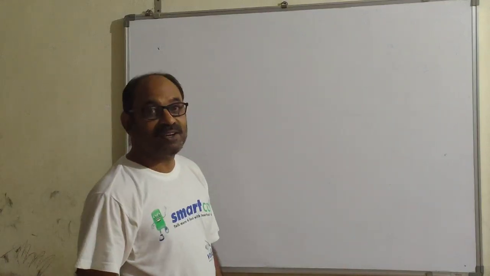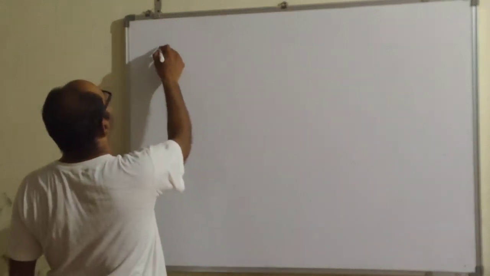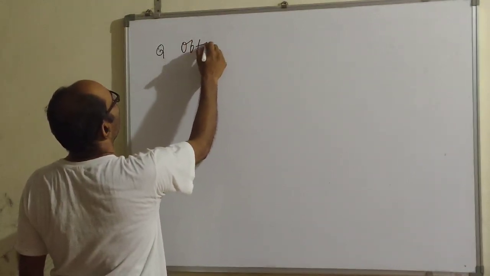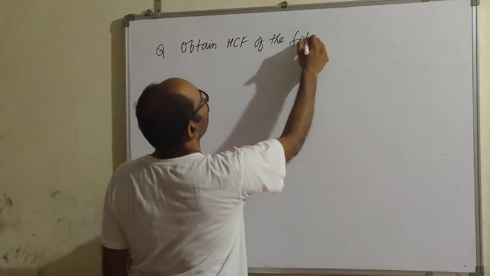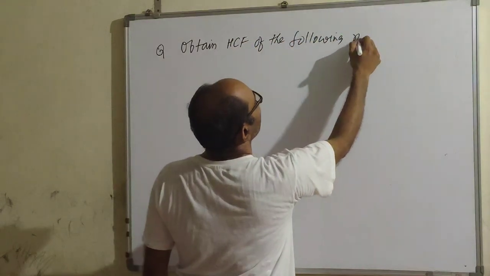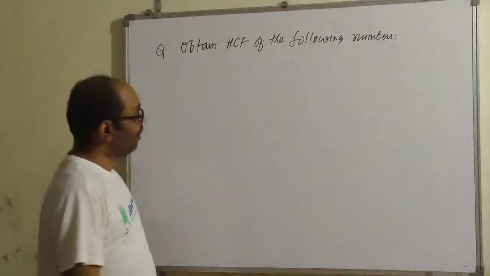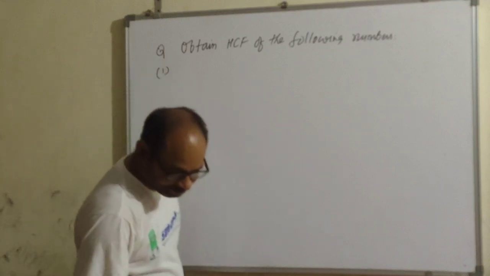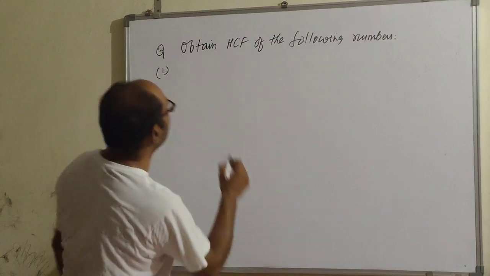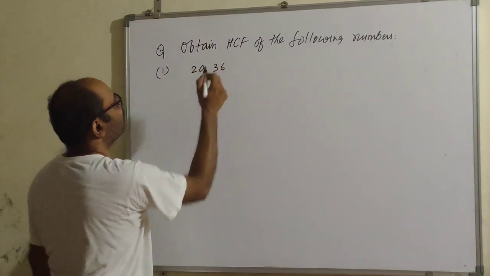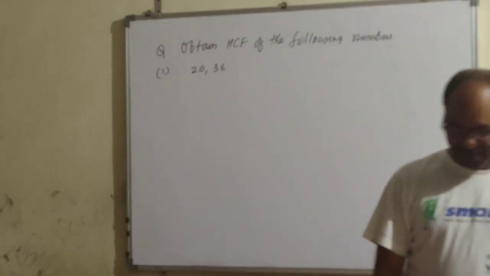Fine. So now what is the question? Obtain HCF of the following numbers. First, 20 and 36. Now, how to find HCF?